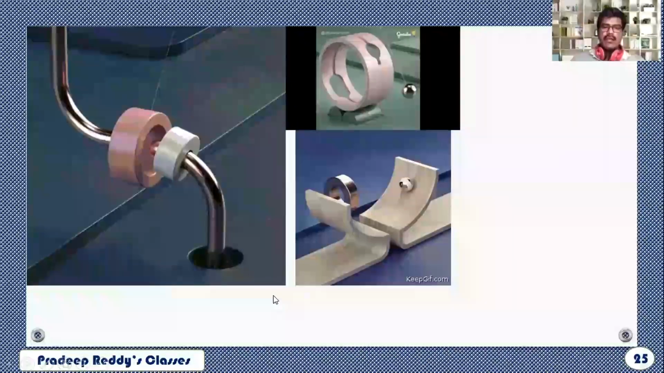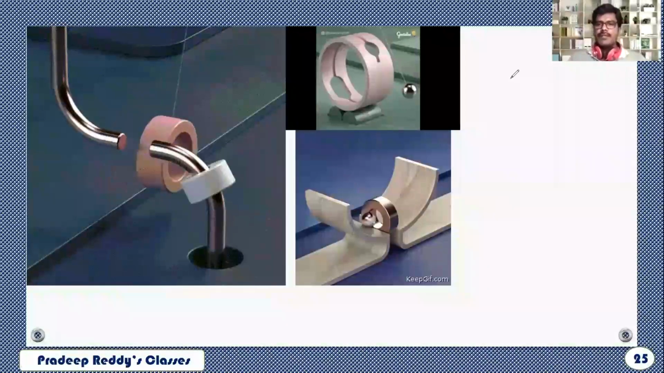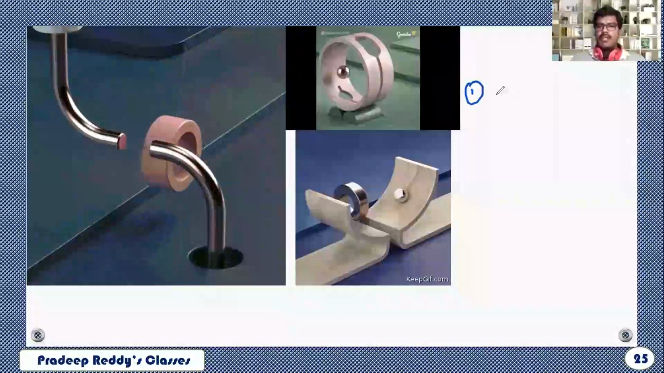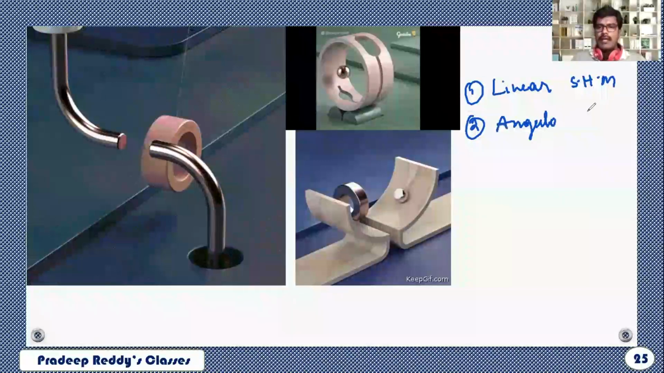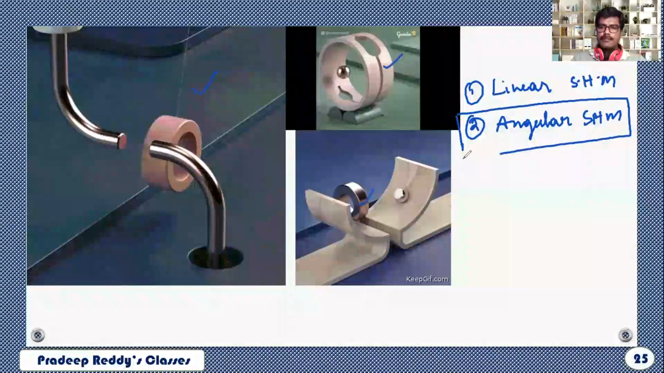So as I already mentioned, there are two types of simple harmonic motion. First one is linear simple harmonic motion. Second one is angular simple harmonic motion. These examples, this one and this one, they are executing angular simple harmonic motion. And about angular simple harmonic motion, we will discuss in detail in the next video session.